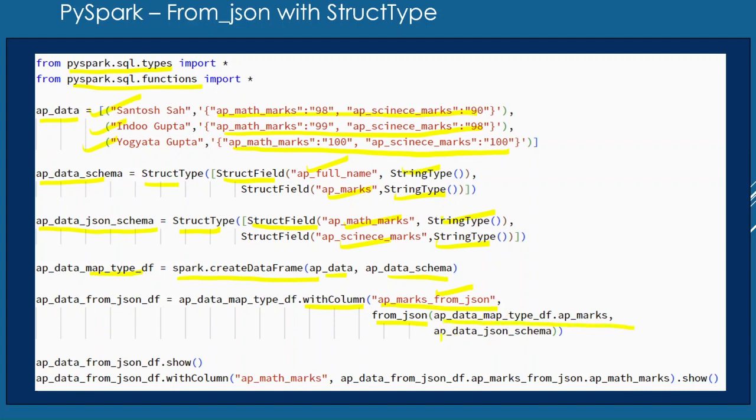And here we are just defining the data type of this column, which is of this schema, and this schema we have defined here. This is nothing but a struct type, and it has two fields, ap_math_marks and ap_science_marks. When this data frame gets created, I will show you what the content of this data frame is.